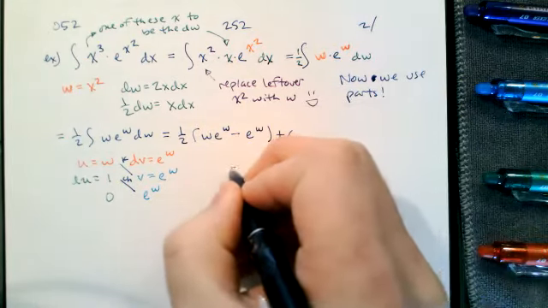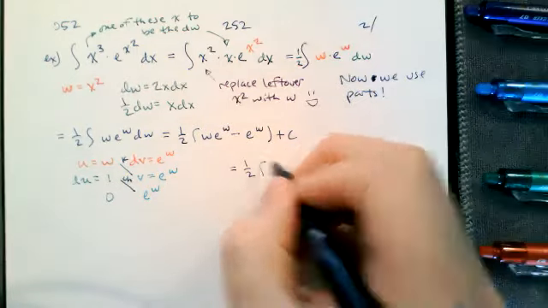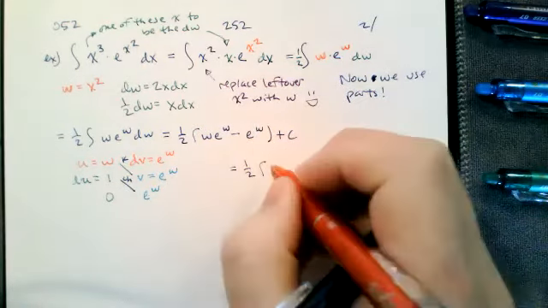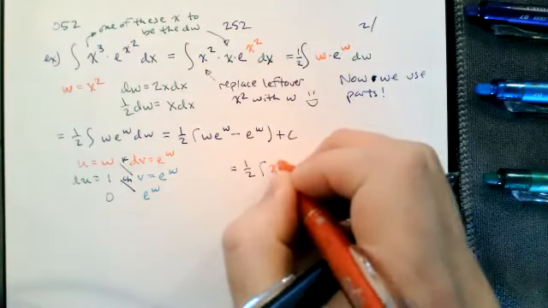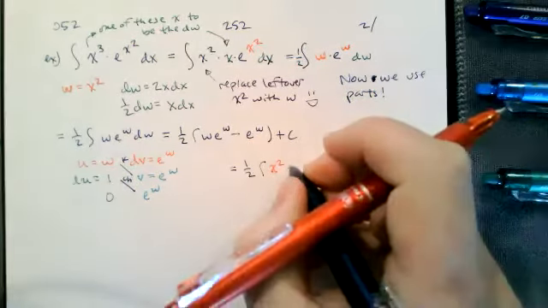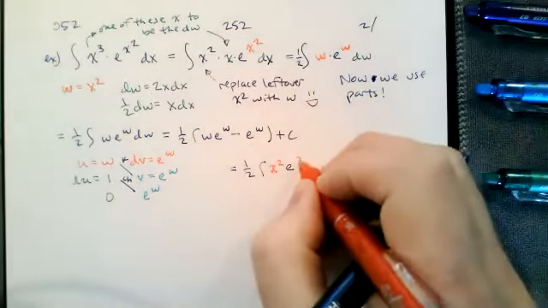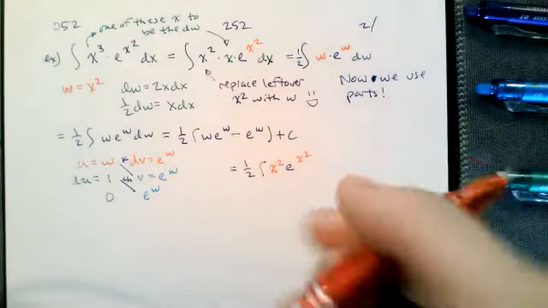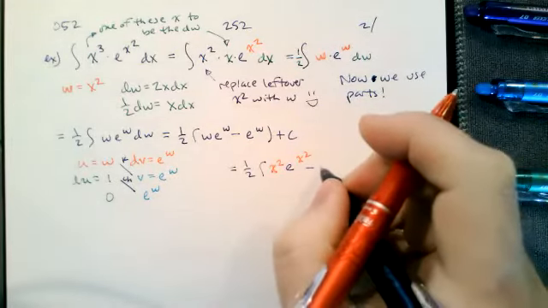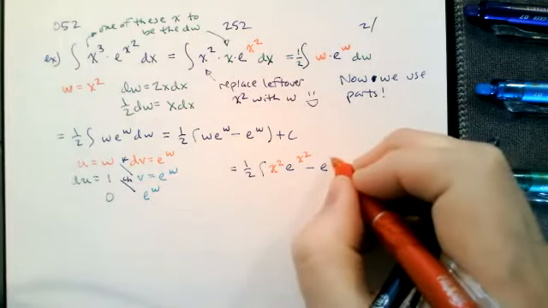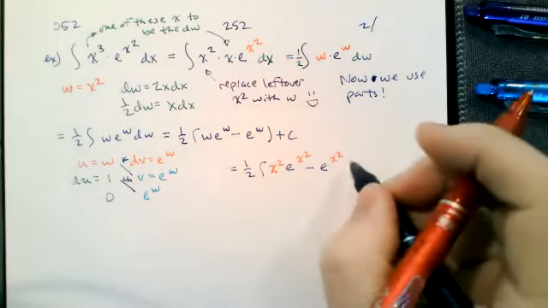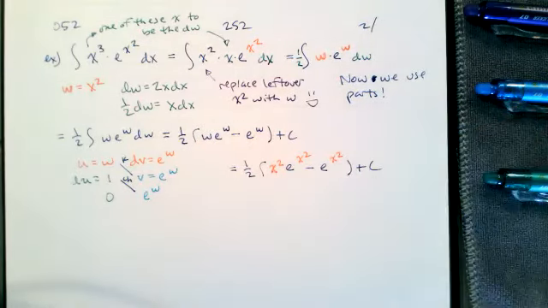Oh yeah, I'm going to do this down here. So I'm going to replace the w's with x squared. So w is x squared, e to the x squared, minus e to the x squared, plus c.